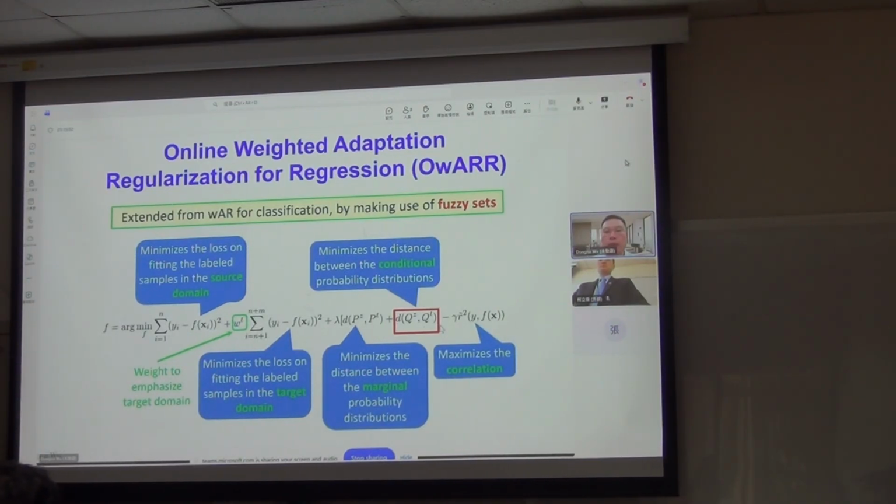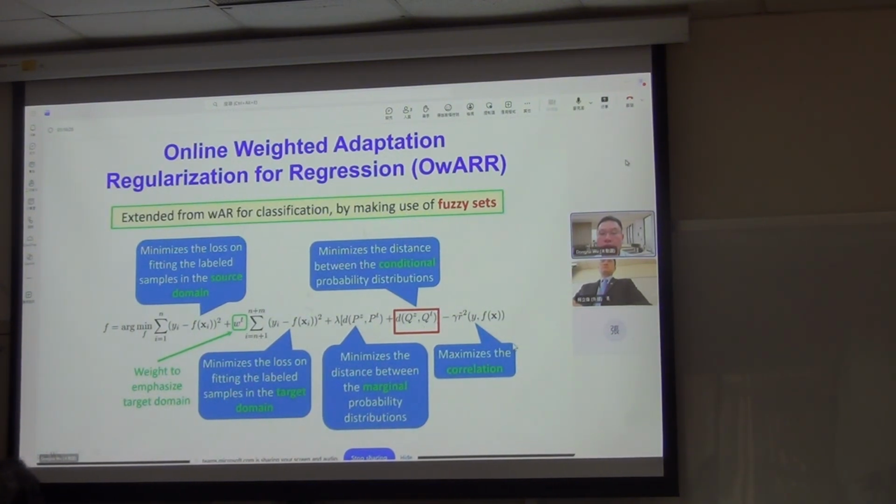Then the fourth term, the one in the red rectangle, is to minimize the distance between the conditional probability distributions of the old subjects and the new subjects. For classification problems, usually we use the class conditional probability distribution, which is very easy to compute. But for regression problems, there is no concept of a class conditional probability. So we needed a new way to approximate this term. Otherwise, we cannot use this term in our optimization problem.